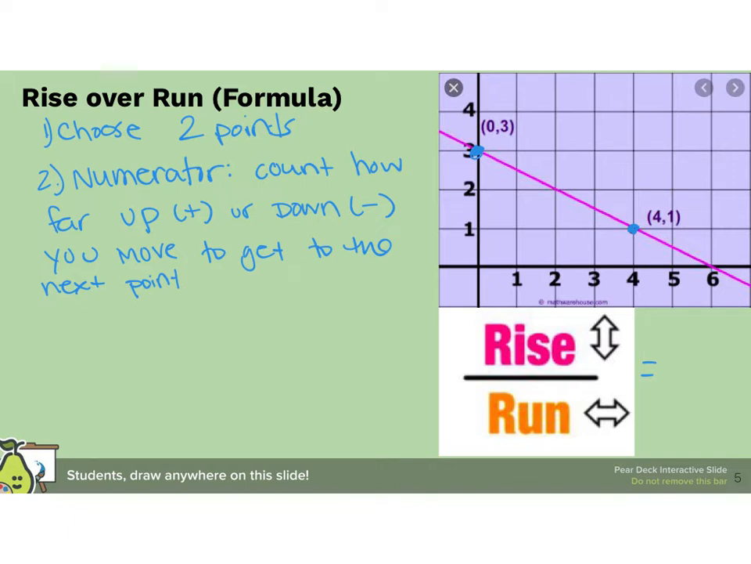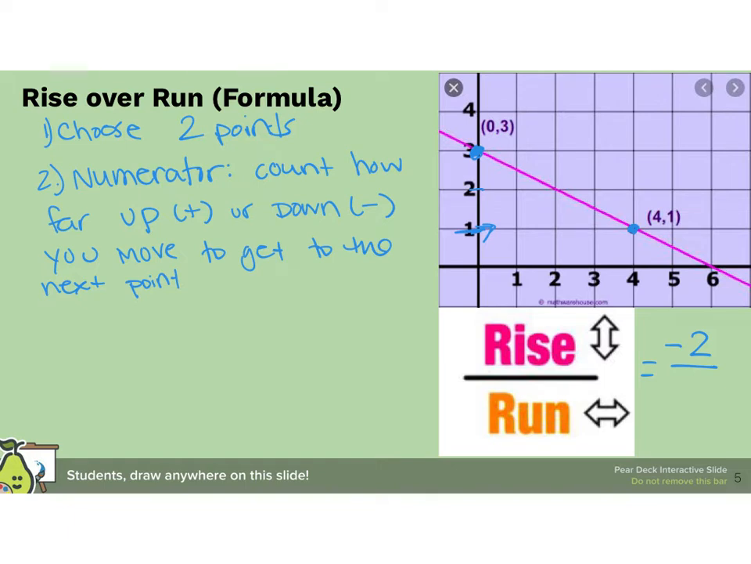So let's do this example together. If I start at this top point, (0, 3), I'm trying to get down here to my next point. So how far up or down do I go? Well, I don't go up. I go down 1, 2. That gets me to the correct line, moving down by 2. And since I went down, I put -2 for my numerator. That's it. We're just counting.